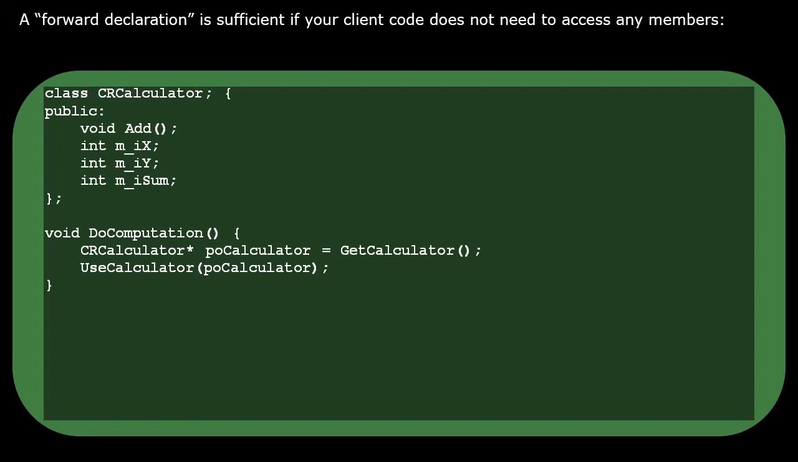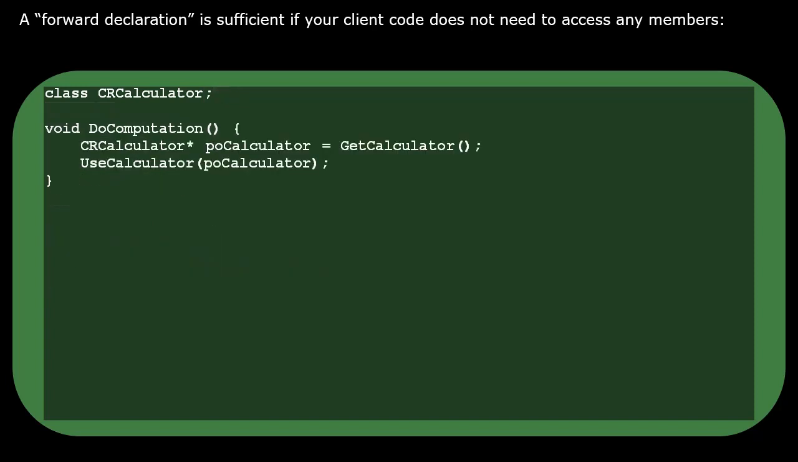In this situation, you only need to inform the compiler that CRCalculator will be the name of some custom type defined somewhere else. This is done with a forward declaration. By the way, a similar type of forward declaration can also be used for ordinary functions in situations where you want to move their definition into a separate source file.